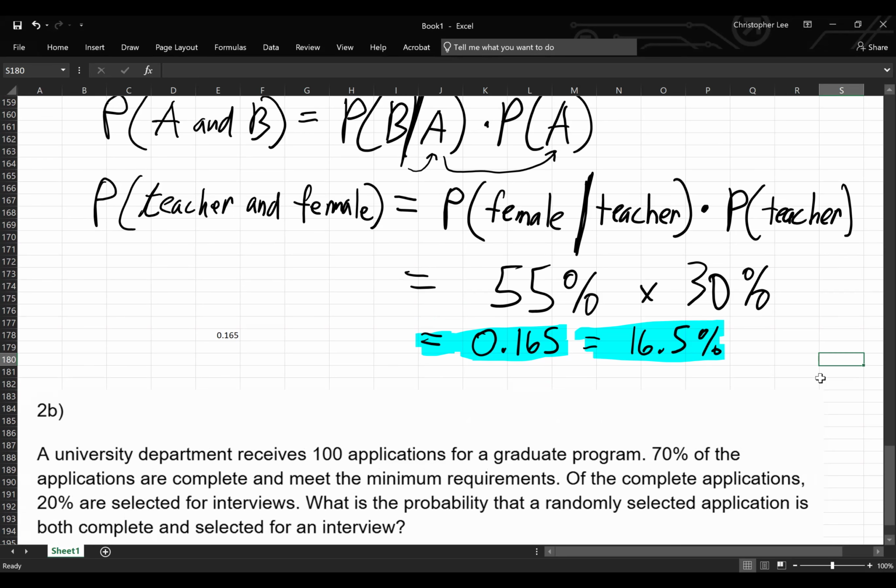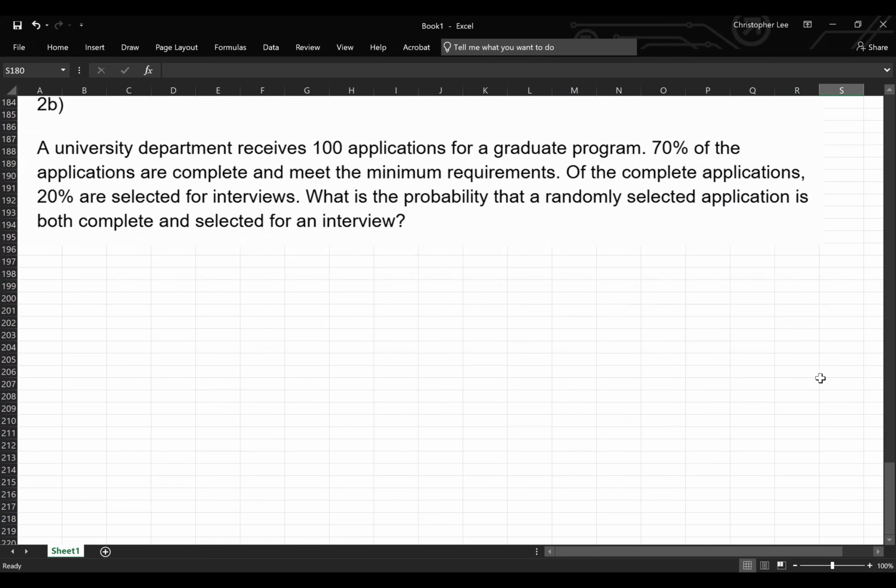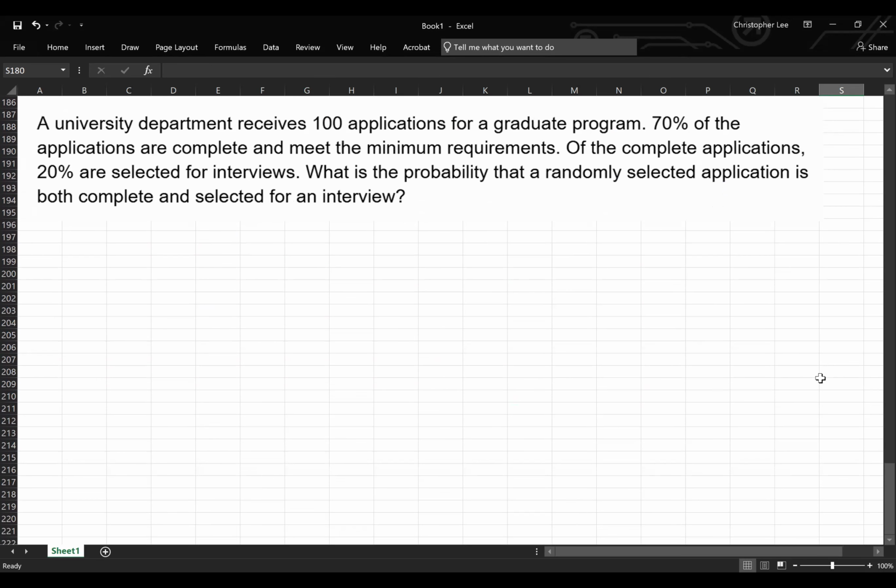How do I do this? A university department. Now listen, what is the probability of that? So basically, we have to do the same formula. Let me do it. Highlight the keyword. Say the keyword equals "and." Okay, good.